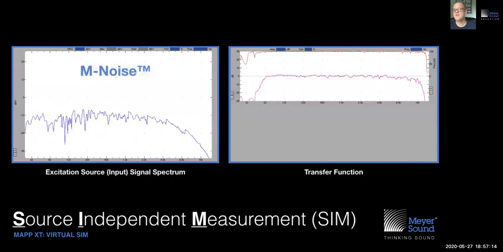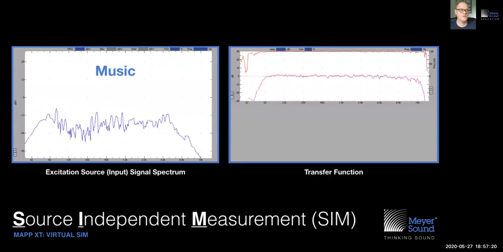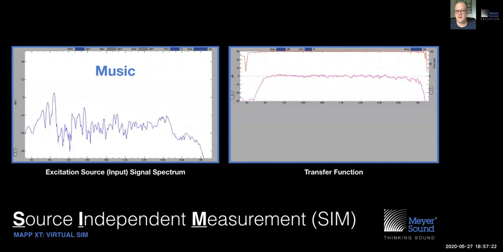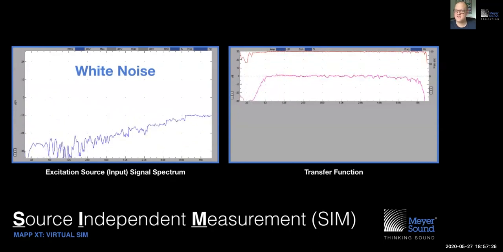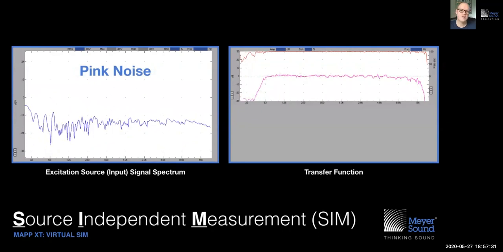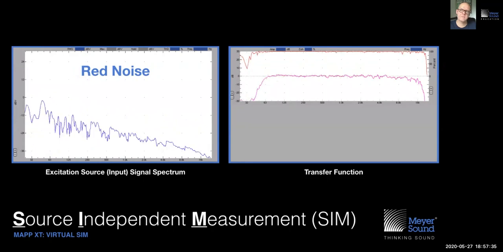On the left, we have all these different excitation signals. It could even be music. But on the right side, we see the transfer function. And the transfer function doesn't change, regardless of what excitation signal we use. Whether it's white, pink, red noise, M noise, music, the transfer function remains the same. And that is the reason why SIM is an abbreviation for source independent measurement.